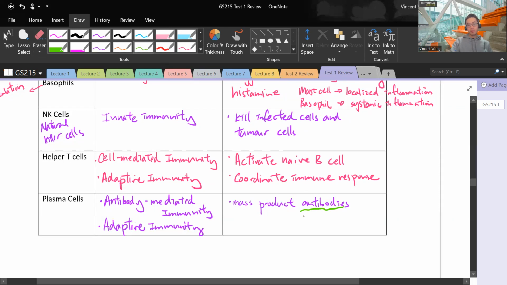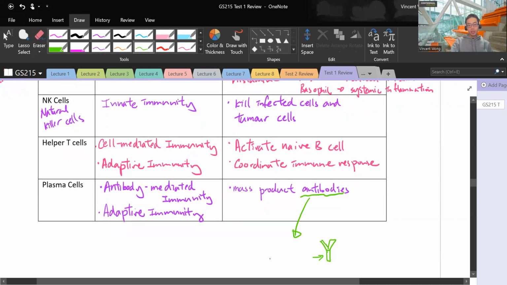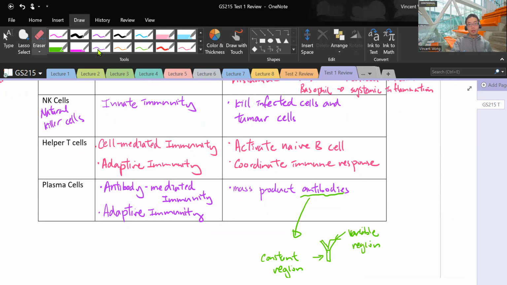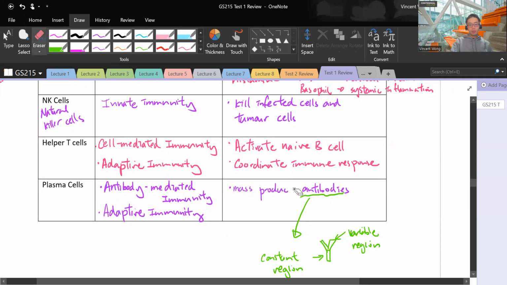Just random things that I remember about antibodies all of a sudden. You should know that they are Y-shaped proteins. There is a constant region here. And then these are the variable region, right, for binding. Oh yeah, sorry, mass produce antibodies. Thank you. So that's the Y-shaped protein, right?